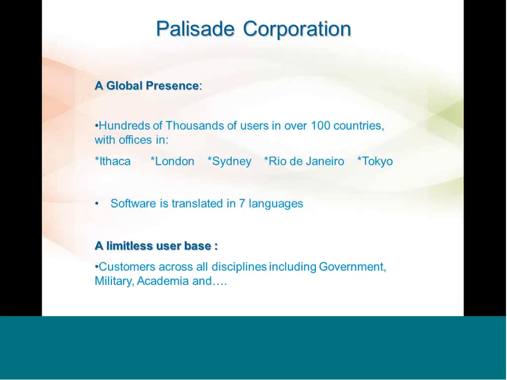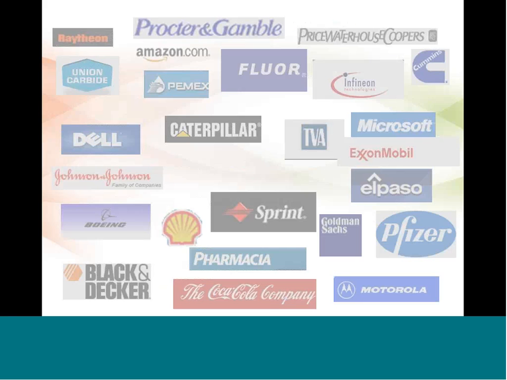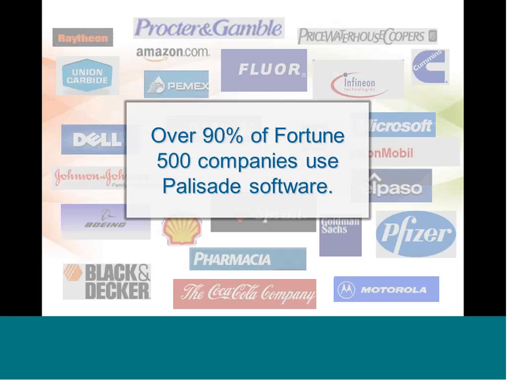So we have customers across all disciplines: government, military, academia, both in teaching and also used in planning at universities as well. We also have 90% of the Fortune 500 companies using our software in some capacity. You'll see a bunch of companies listed here.